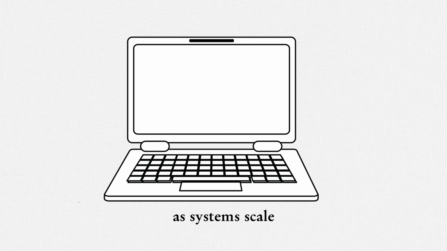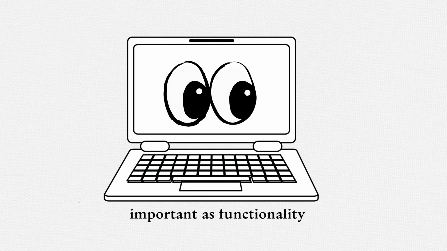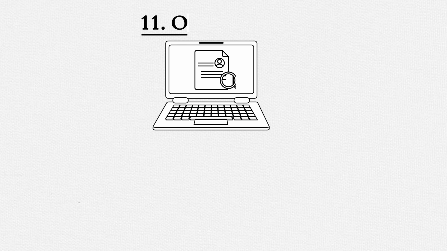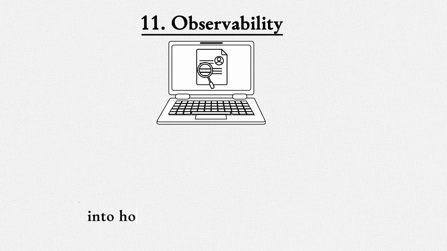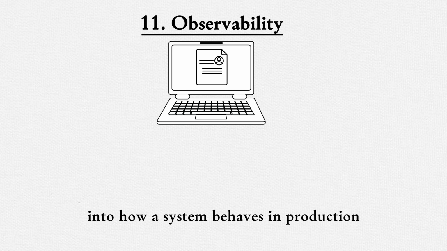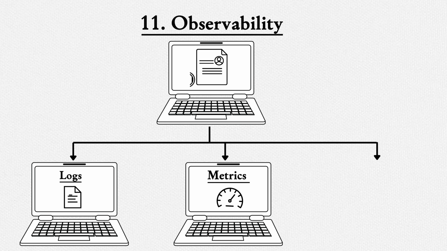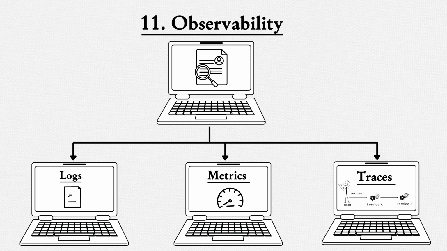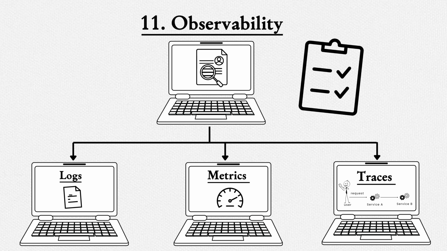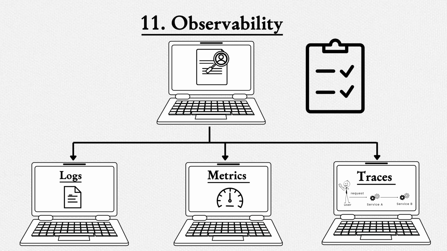As systems scale, visibility becomes just as important as functionality. Observability provides insight into how a system behaves in production. Logs capture what happened, metrics show how the system is performing, and traces reveal how requests flow across services. Without observability, diagnosing issues in large systems becomes nearly impossible.